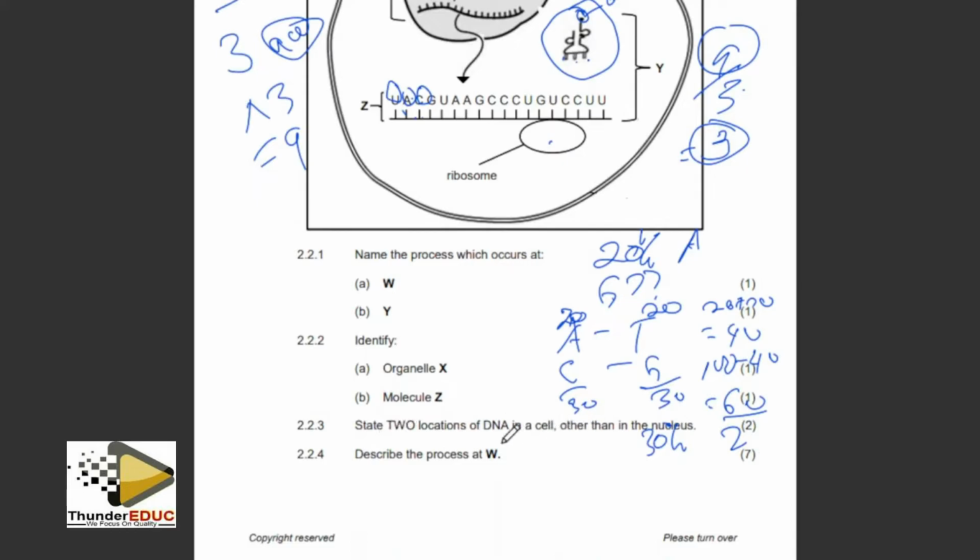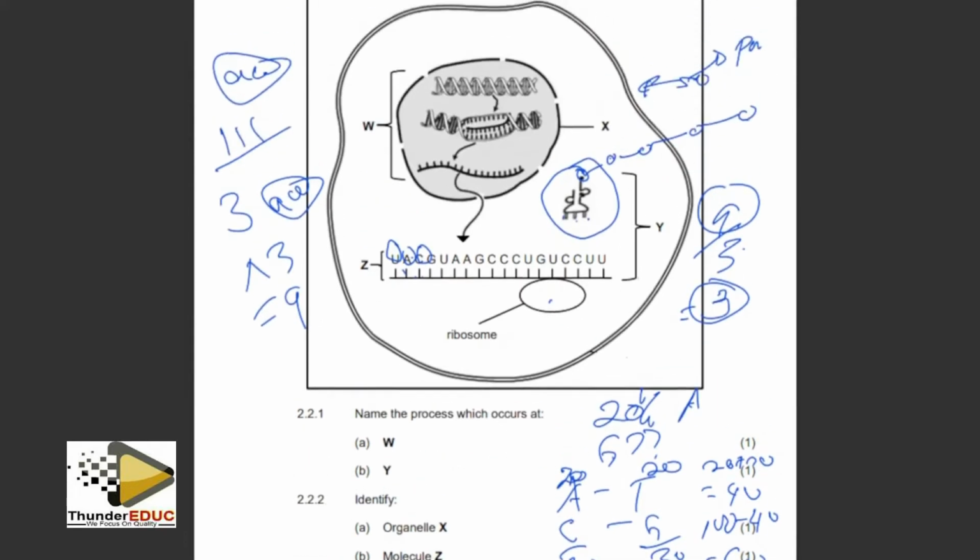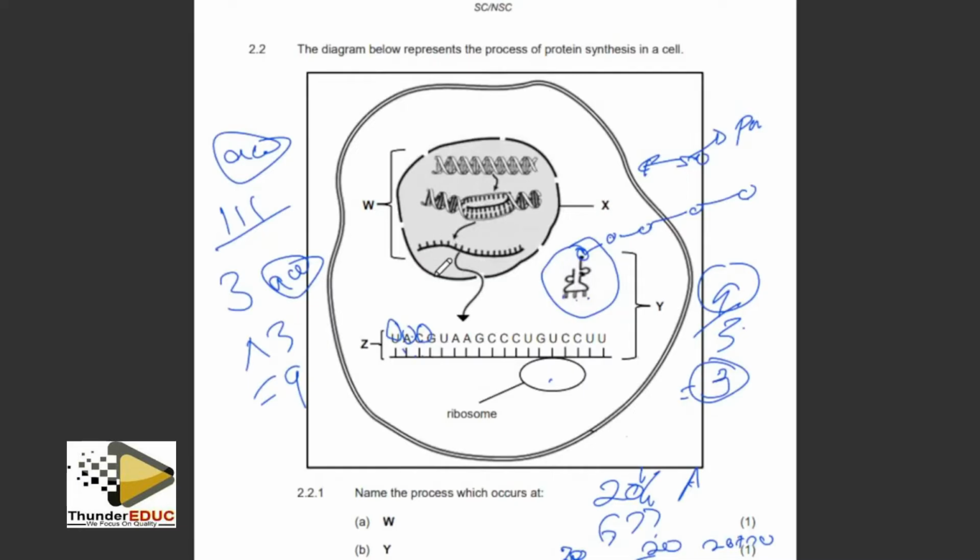State 2 locations of DNA in the cell other than the nucleus. In the cell, it means that you have to talk about number 1, mitochondria, and number 2, chloroplast. Yes, mitochondria and chloroplast. Describe process W. We don't have any other process occurring in the nucleus except transcription. So you have to describe transcription.